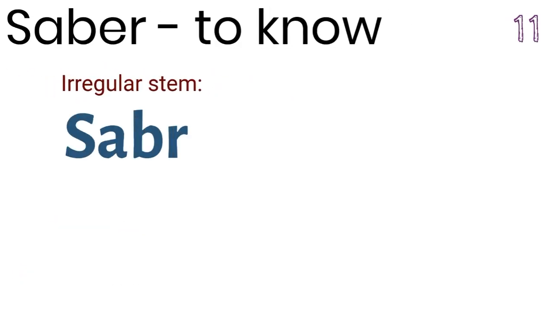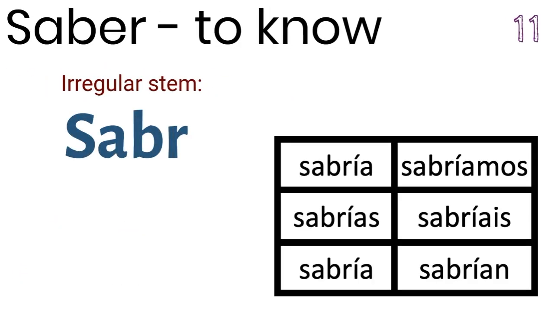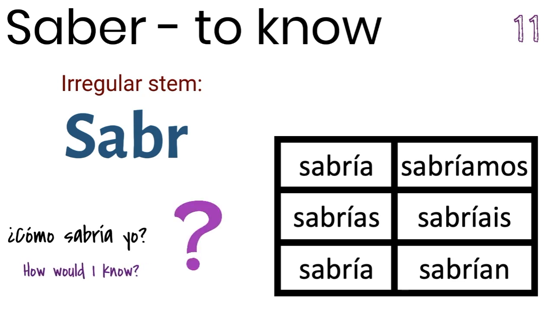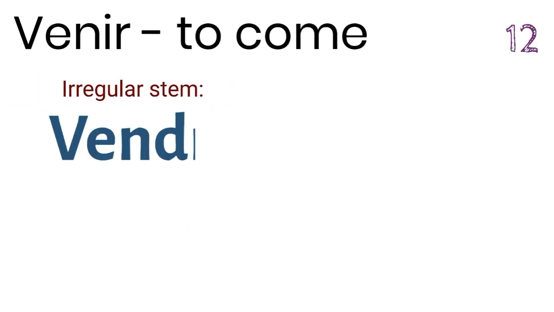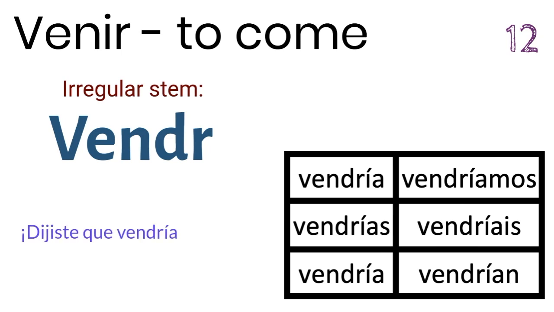Saber becomes sabr. ¿Cómo sabría yo? How would I know? Finally, venir becomes vendr with a D. Dijiste que vendrías a verme. You said you would come see me.